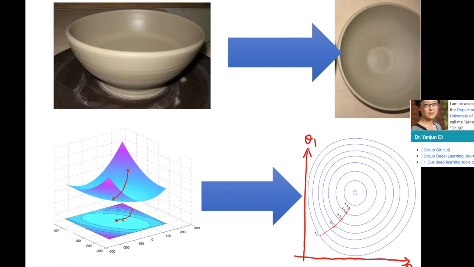Because I'm moving in the theta space, my loss function becomes smaller. So I hope this is clear. Gradient descent always moves in the parameter space. It's really a theta. It's a move in the parameter space. That's the very critical point to think about gradient descent.